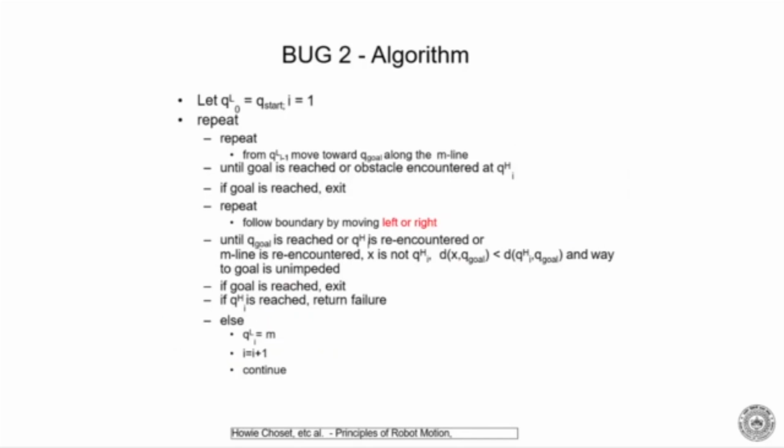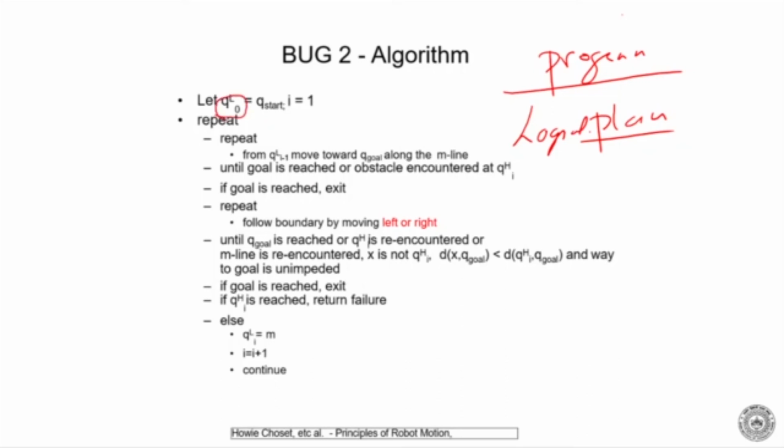Now this is the bug algorithm 2, the logic. When you're writing a program, there is a plan, some kind of logic, let me call it a logical plan. We start with Q1L, which moves towards the goal along the M line. So we fix an M line first, and then from the first leaf point, which is the start point, it goes to the goal point following the M line.